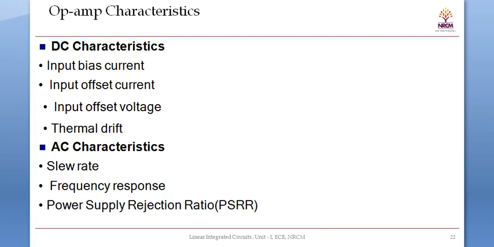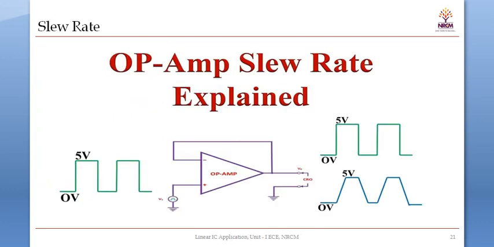If a fast changing input is applied to the op-amp, due to the capacitance present inside the op-amp, it will not respond to the fast changing input. This happens because the capacitor has the property that it takes some time to charge and some time to discharge, and due to this property it will not respond instantaneously to fast changing inputs.